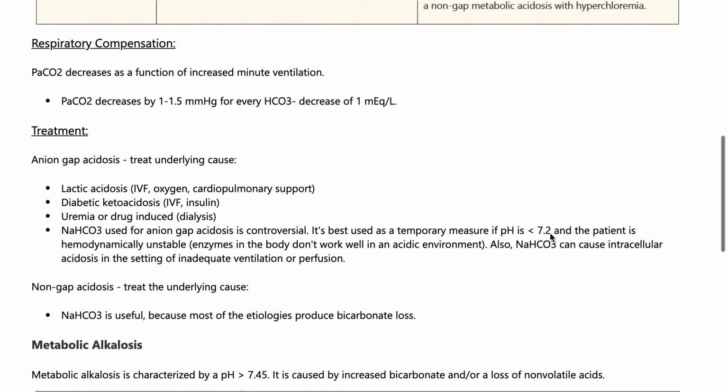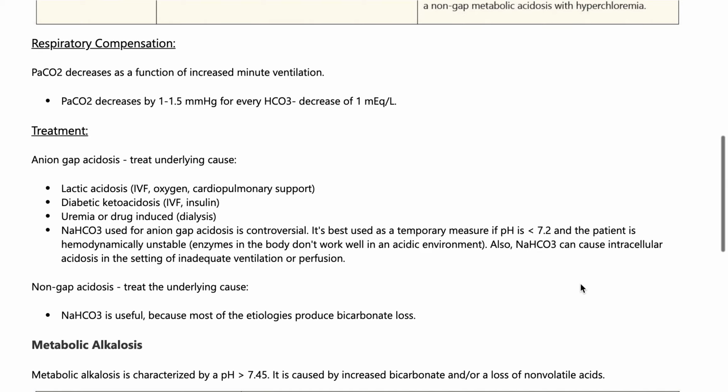Regarding respiratory compensation, PaCO2 decreases as a function of increased minute ventilation. PaCO2 decreases 1 to 1.5 millimeters of mercury for every bicarb decrease of 1 milliequivalent. So that's interesting. You could probably just remember 1 to 1. Your bicarb decreases 1 for every 1 decrease in millimeters of mercury of your arterial partial pressure of CO2. Technically, it's every 1 to 1.5, though, like we said.